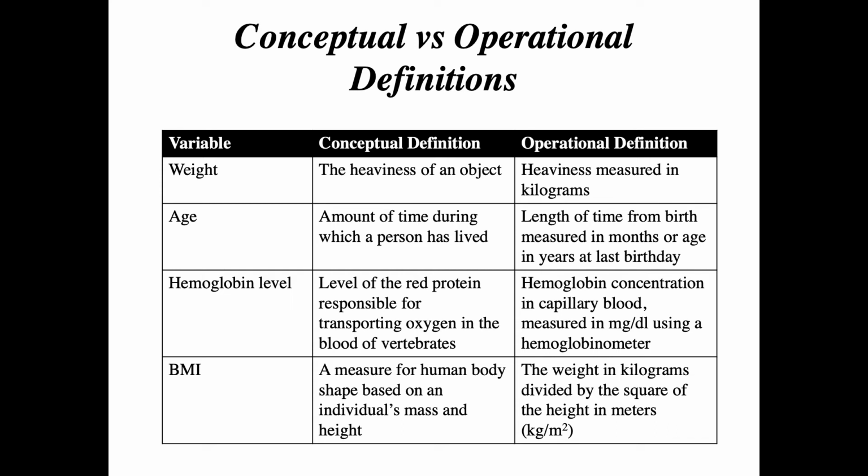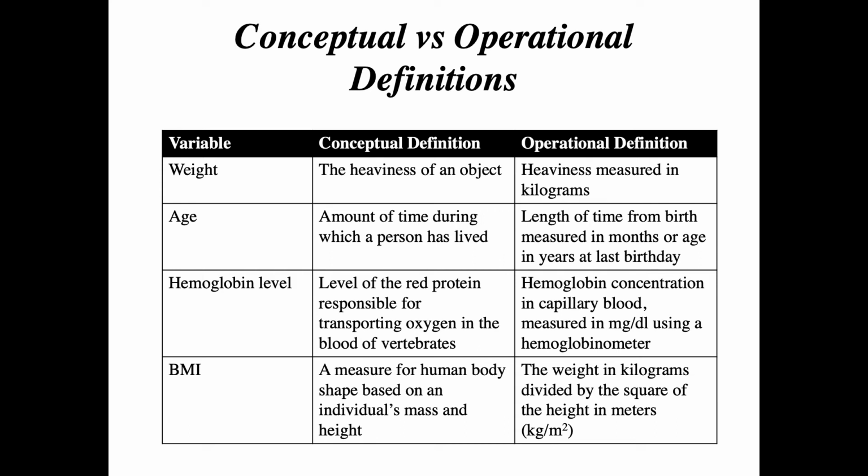So in this case, the operational definition that we will go for now for hemoglobin would be the concentration of said protein in capillary blood, measured in milligrams per deciliter, as measured by a hemoglobinometer. All right. And lastly, we have BMI.